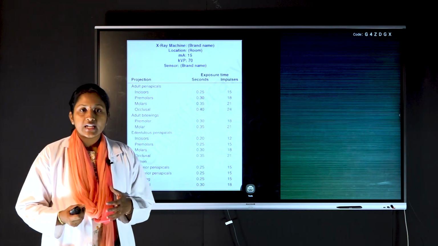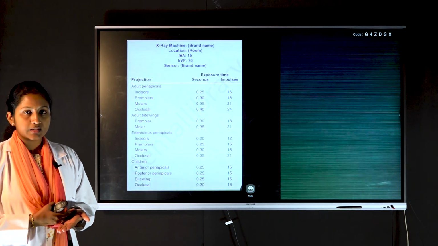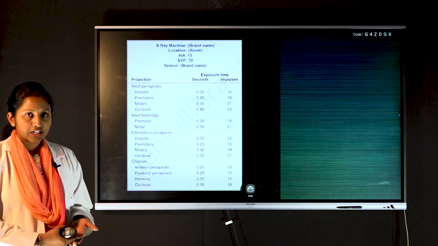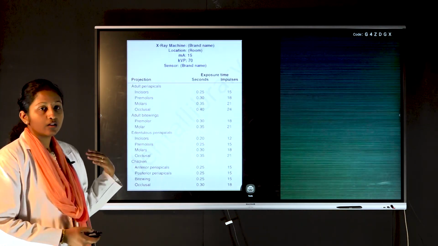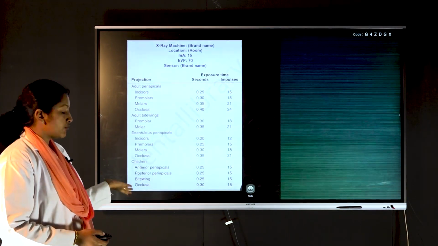So most of the time the kVp is fixed, but the mA and exposure time can be varied according to the patient, according to the size and according to the location where we have to take the radiograph. So accordingly there are various exposure times that are given for various areas.